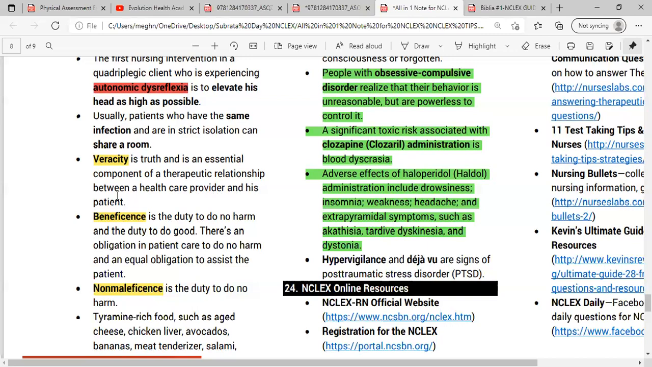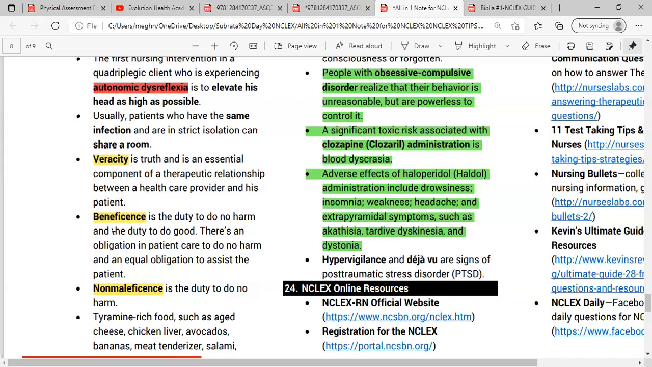Another keyword is liability. Liability means an obligation one incurs or might incur through acting or failing to act.